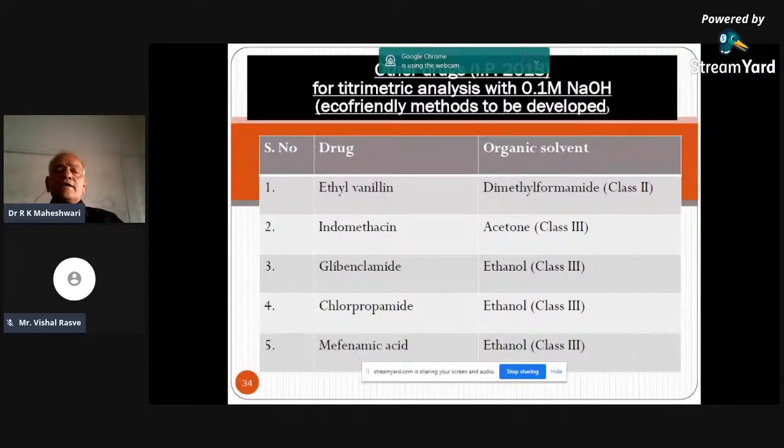It can be tried. For indomethacin, acetone is used; sodium benzoate can be involved. Glibenclamide, ethanol, so you can replace ethanol. Chlorpropamide, ethanol. These are all used in IP, so they can be replaced by hydrotropic solution. With mefenamic acid, ethanol is used. It can be replaced by hydrotropic solution.